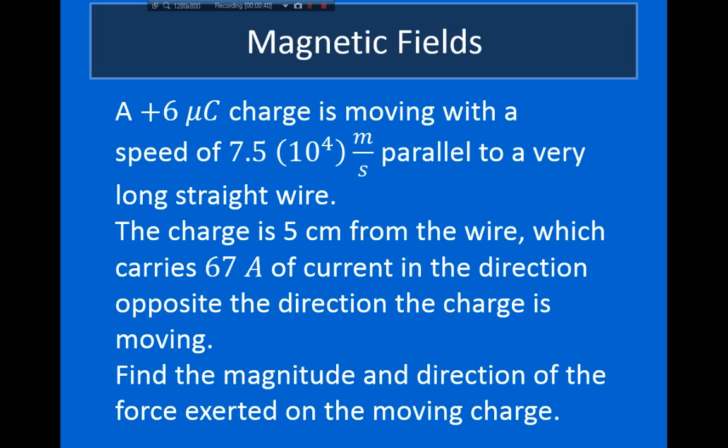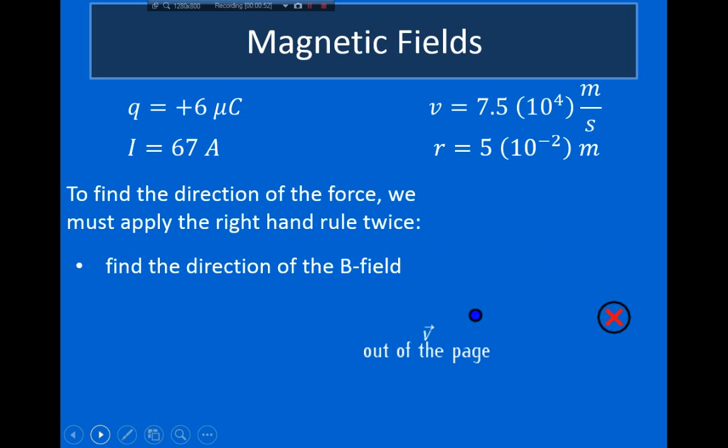So the idea behind this problem is that this current-carrying wire is going to generate a magnetic field, and this magnetic field is then going to exert a force on this moving charge. So to find the direction of the magnetic force, the first thing we need to do is determine the direction of the magnetic field created by this current-carrying wire. And remember, the way we do this is by applying the right-hand rule.